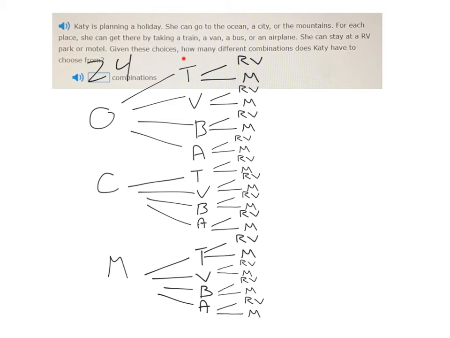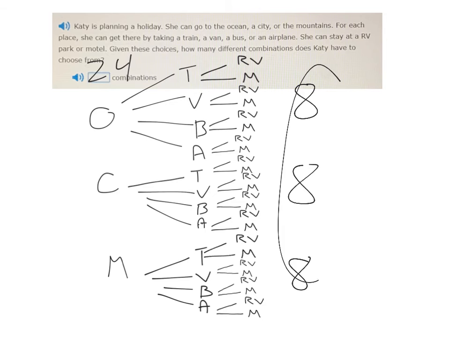So I might have just said, okay, there's 4 possible options after we've decided on the ocean, the city, or the mountains. And then for each of those 4, there's 2. So that's 2, 4, 6, 8 different combinations with the ocean, 8 different combinations with the city, 8 different combinations with the mountain, total number of combinations, 24.